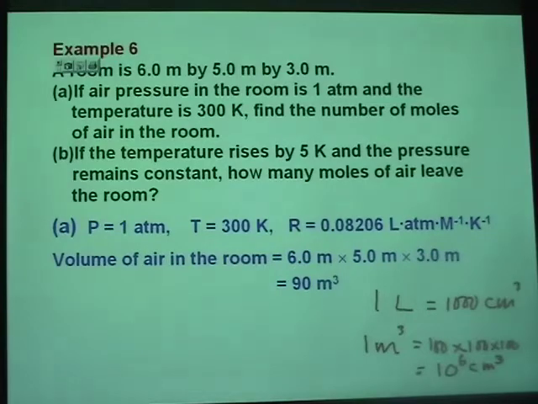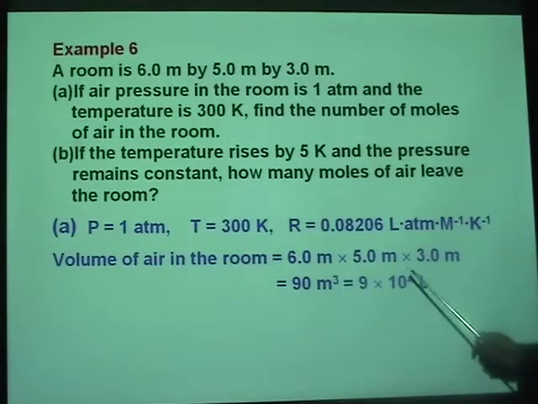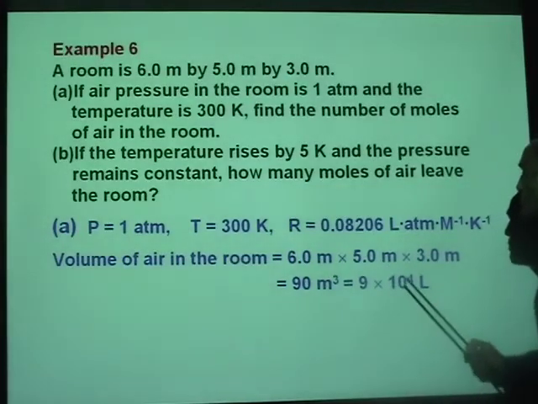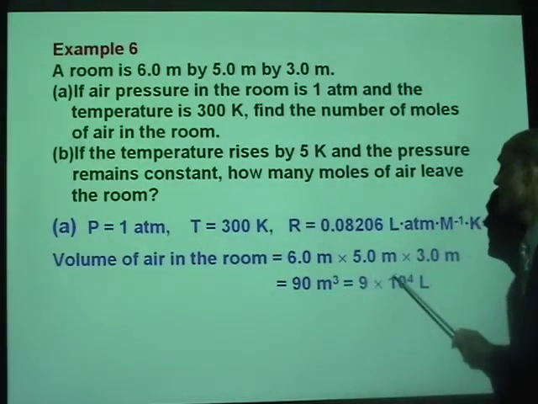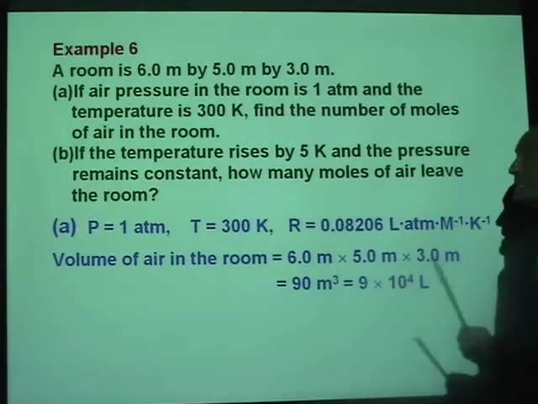Now tell me, 1 liter is 1000 centimeter cube, and 1 meter cube is 10 to the power 6 centimeter cube. Therefore, 1 meter cube is how many liters? I want you to tell me that. Okay, I'm going to leave that for you. I will give you that value directly. Alright, so 1 meter cube is 10 to the power of 3 liters. So 90 meter cube is 9 times 10 to the 4 liters.